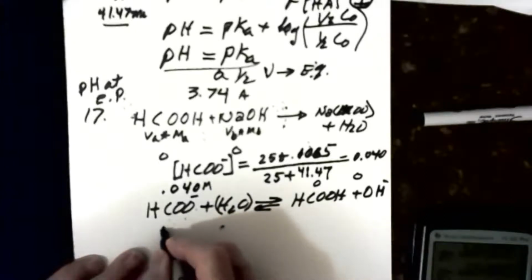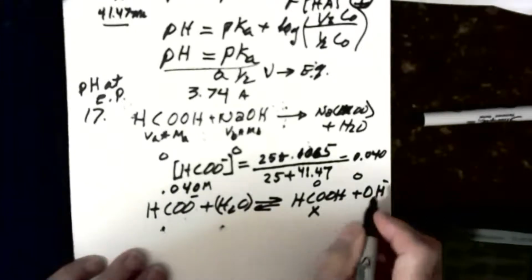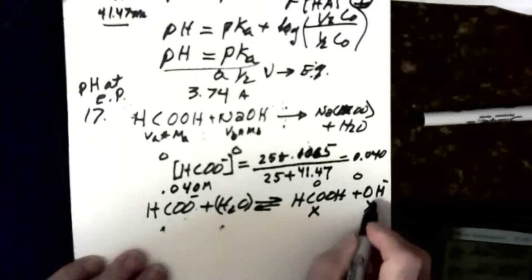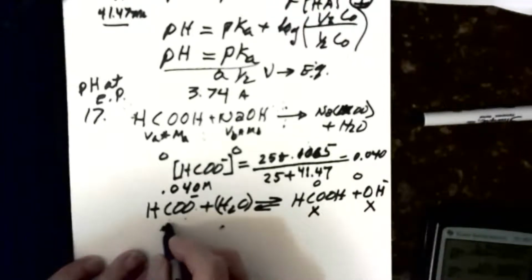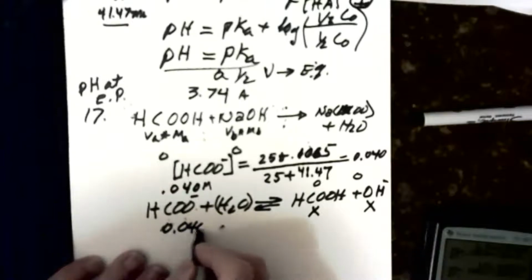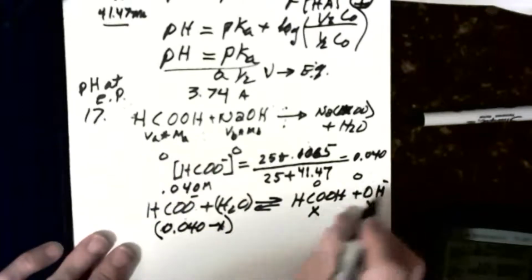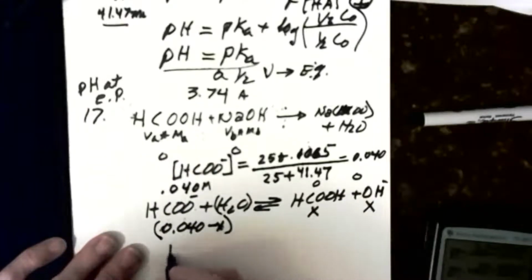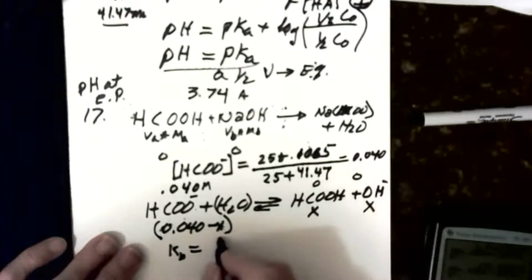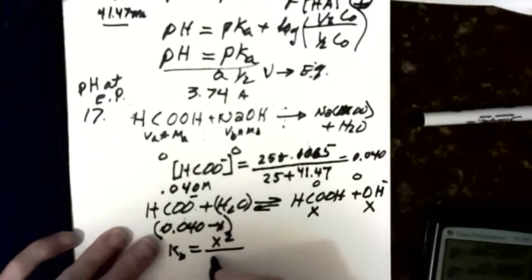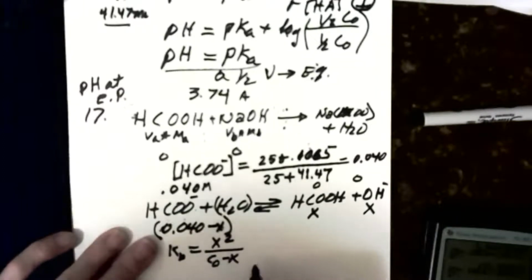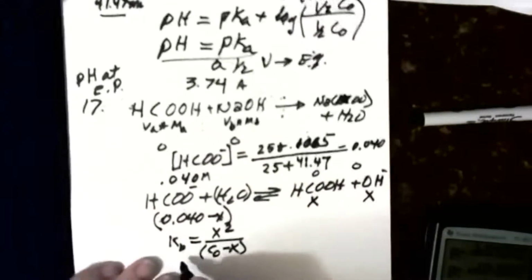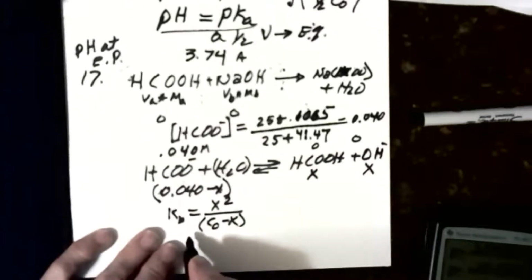So this is going to make X of this and X of this, but now notice X is hydroxide now. So 0.040 minus X is the concentration of this. Now this is a base equilibrium, so its Kb is going to be this concentration times this one, X squared, over C0 minus X to the first power. And so this is my expression that I would need to solve.